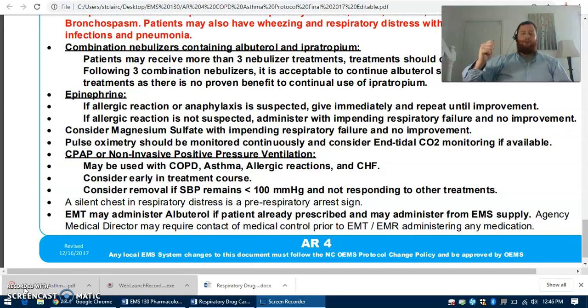You can go ahead and draw that into a syringe. So I would have 1 milligram of epi 1 to 1,000 in 1 milliliter. Remember to use a filtered needle when you draw out of a glass ampule. And then I could add or withdraw another 2 milliliters of normal saline, either from a saline flush or from a bag of normal saline.